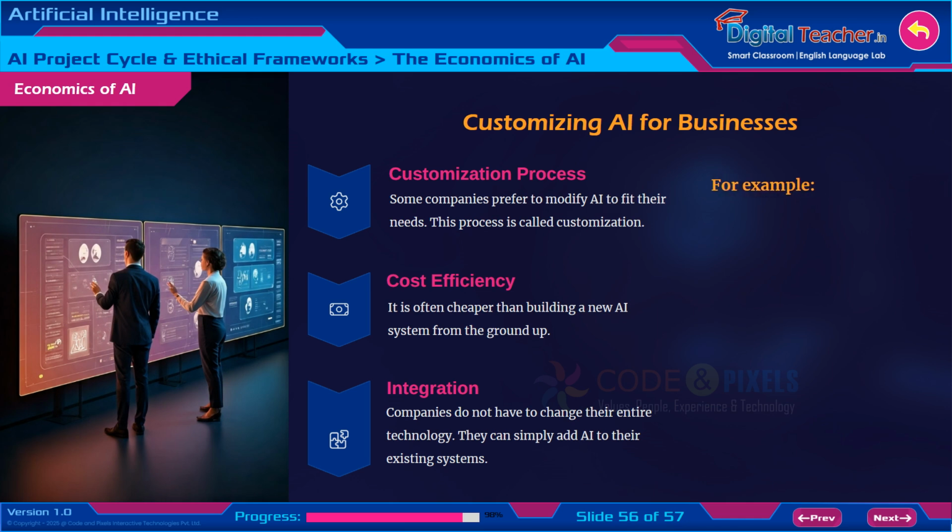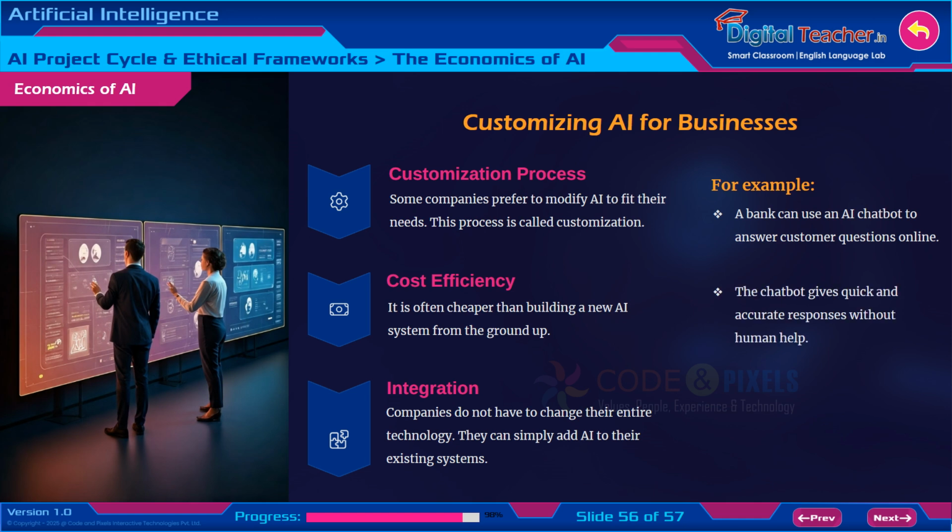For example, a bank can use an artificial intelligence chatbot to answer customer questions online. The chatbot gives quick and accurate responses without human help. The bank's main system remains the same, but artificial intelligence helps save time and reduce costs.